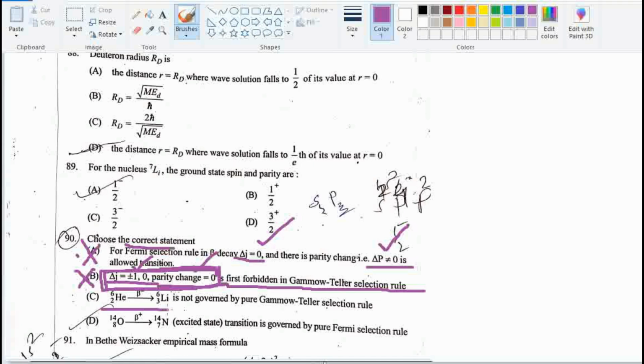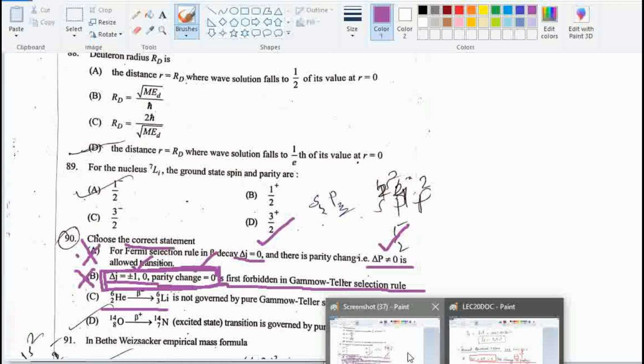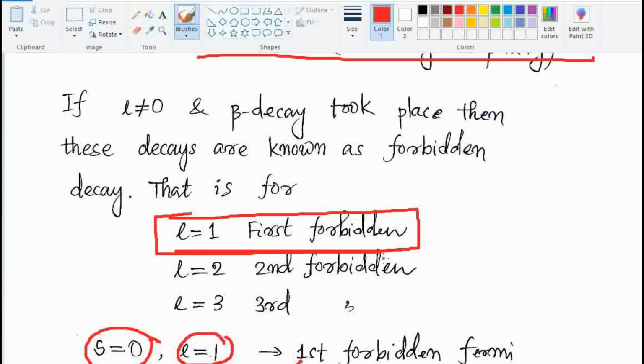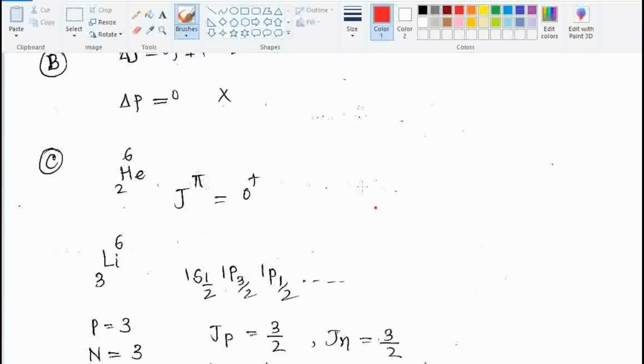Now you see option C. There is a transition. It is transiting with the help of beta negative decay, and we are given that it is not allowed by pure gamma modular transition. Now, what you have to find? To solve this kind of question, we have to first determine the spin parity of the parent nucleus and daughter nucleus. Then we have to apply the shell model rule. Then you have to find the spin parity, and see what kind of transition is possible with this spin parity change.